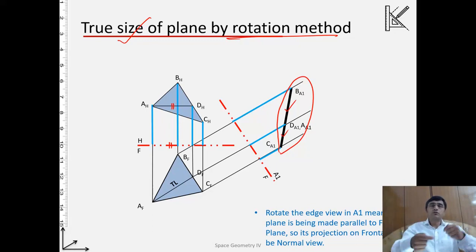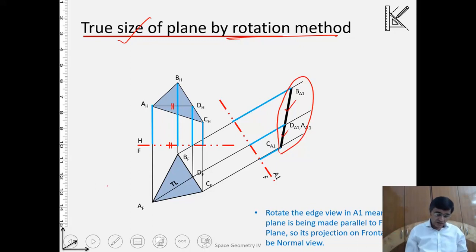Now we'll do the converse. I will rotate the S view of this plane and make it parallel to the frontal. If I do it, I will find that correspondingly the plane is also rotating, so the projection of the plane on the frontal will now be the true view. So what we will do now is rotate the S view. So let us do that.